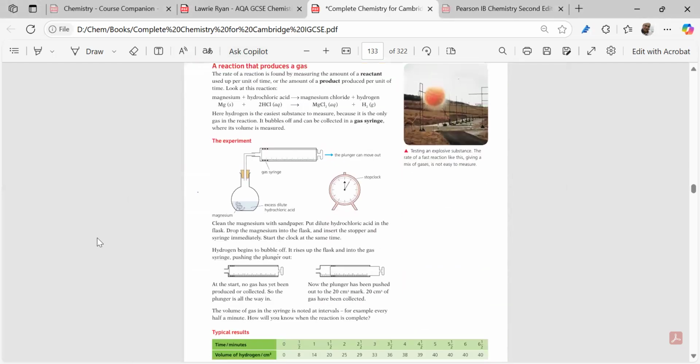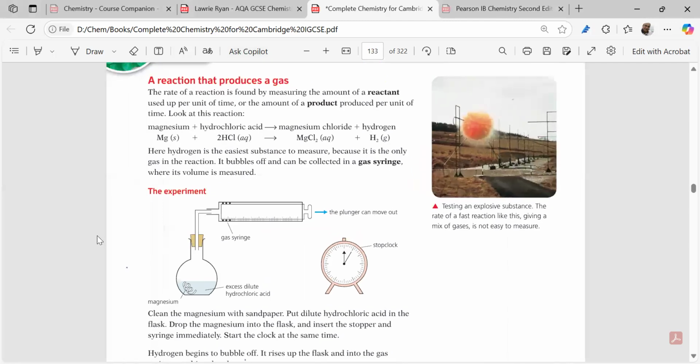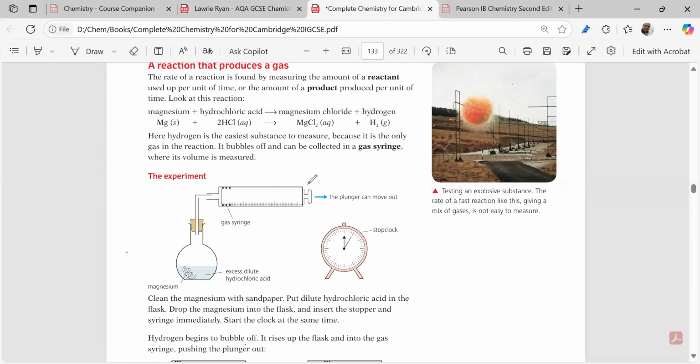Now, we are trying to see the ways by which we can find out the rate of the reaction. Whenever a gas is coming out, hydrogen or carbon dioxide, the gas can be taken in a gas plunger. We can allow the gas to come to the gas plunger. When the gas comes into the gas plunger, the plunger moves backwards.